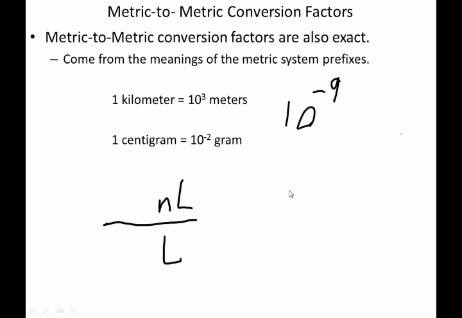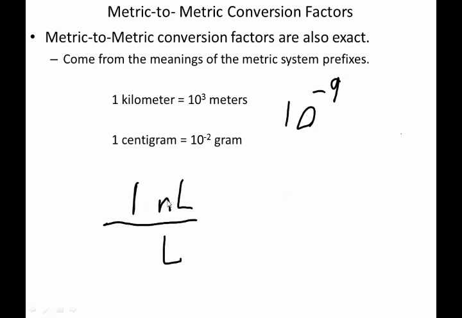So, nano, I'm going to put a 1 in front of the prefix. I always put a 1 in front of the prefix. It doesn't matter if the prefix is on the top, on the bottom, or if the prefix is bigger or smaller. If there's a prefix, I stick a 1 in front of it. In front of the base unit, I'm going to put the definition of the prefix, its opposite.